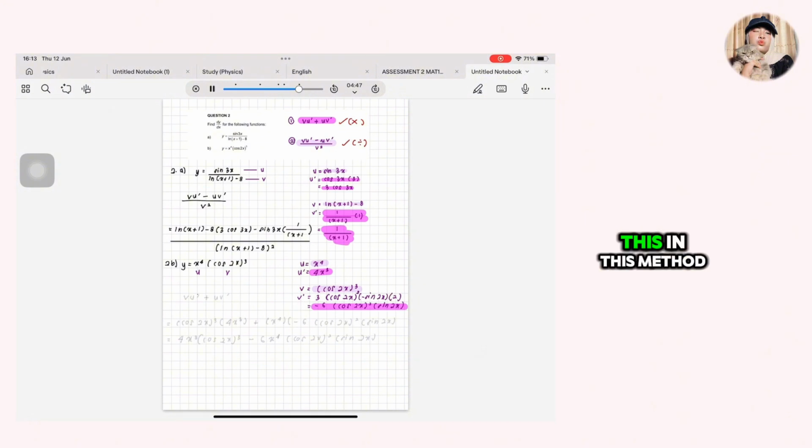We convert all of this into this method. vu prime plus uv prime. v is cos^3 2x, multiplied with u prime, which is 4x^3, plus u, which is x^4, times v prime, which is negative 6 cos^2 2x sin 2x, and we will get 4x^3 cos^3 2x minus 6x^4 cos^2 2x sin 2x. So this is the final answer.